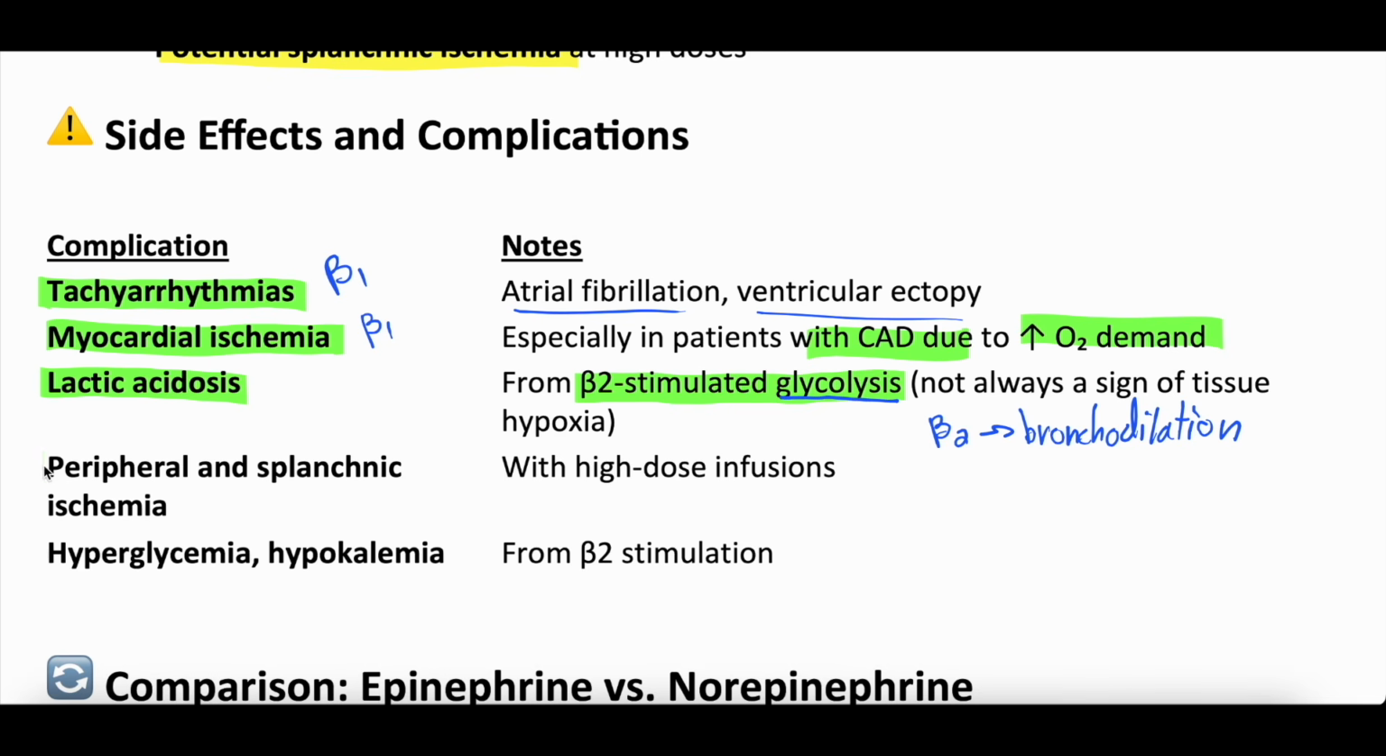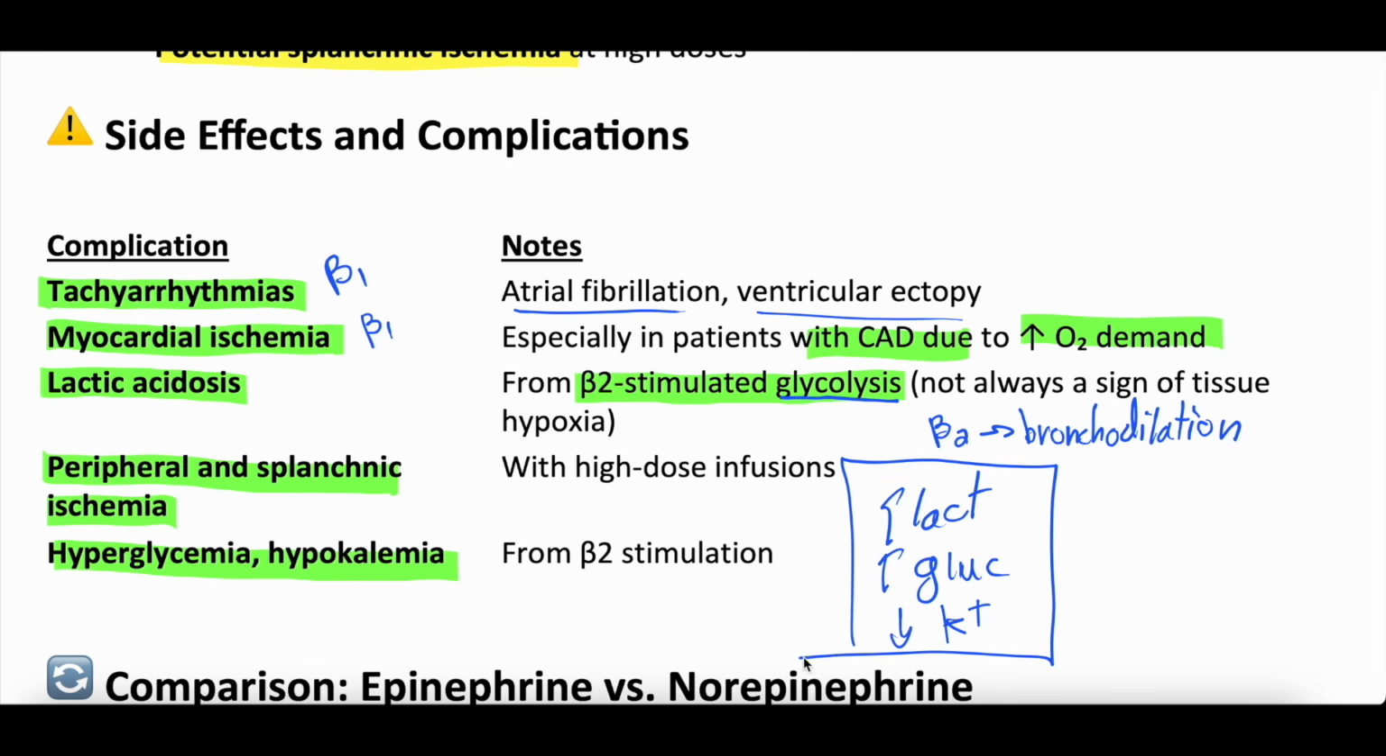It causes vasoconstriction, so you get the same type of concern for ischemia in the digits or the gut, especially at higher doses. And then beta 2 can also cause hyperglycemia and hypokalemia. Again, not super common things, but it can cause increased lactate, it can cause increased glucose, and it can cause decreased potassium. Those are the three metabolic things to note for epinephrine.